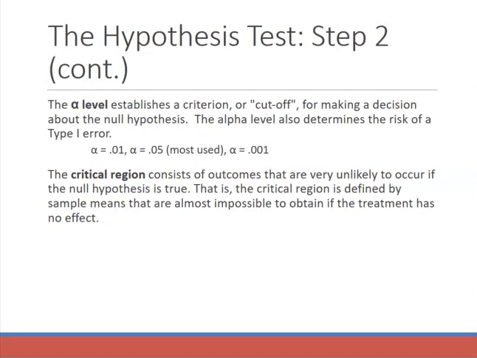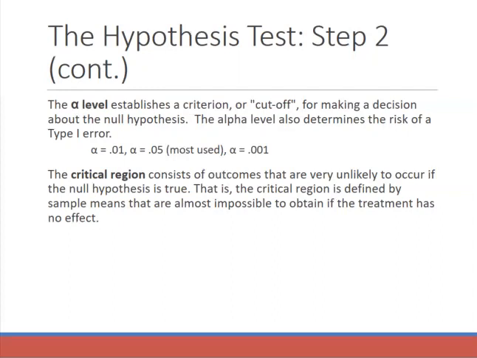So the critical region is outcomes that are very unlikely to occur if the null hypothesis is true, if the treatment had no effect. So the critical region is defined by sample means that are almost impossible to obtain if the treatment has no effect. So values that are really different from the population fall in the critical region.